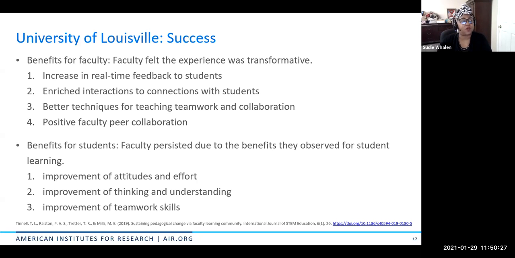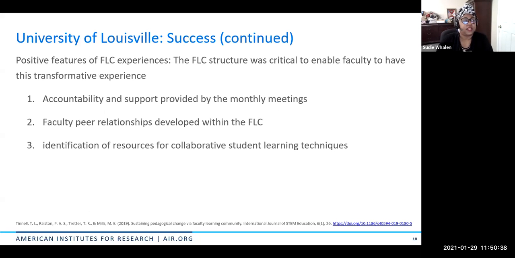But the changes they saw were improvements in attitudes and efforts, improvements in thinking and understanding, and improvements in teamwork skills. Those are the primary improvements that they indicated. So the next thing was the positive features of the FLC experience. That was another trend that kept coming up.